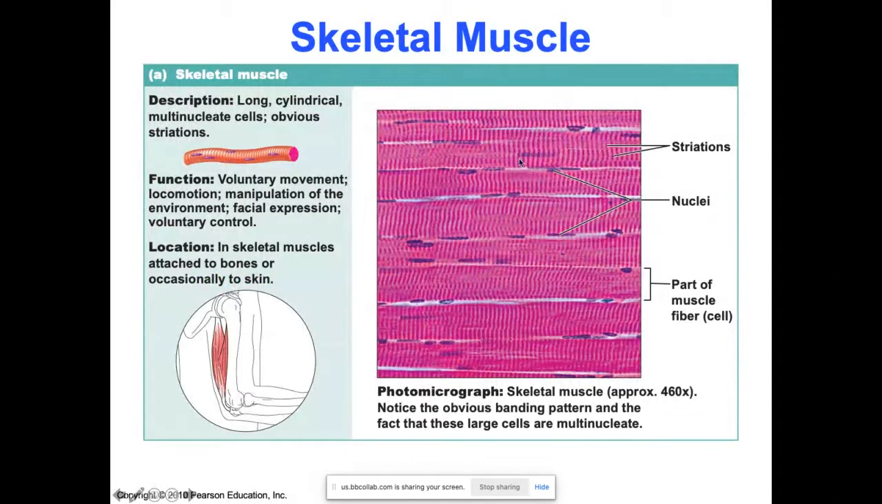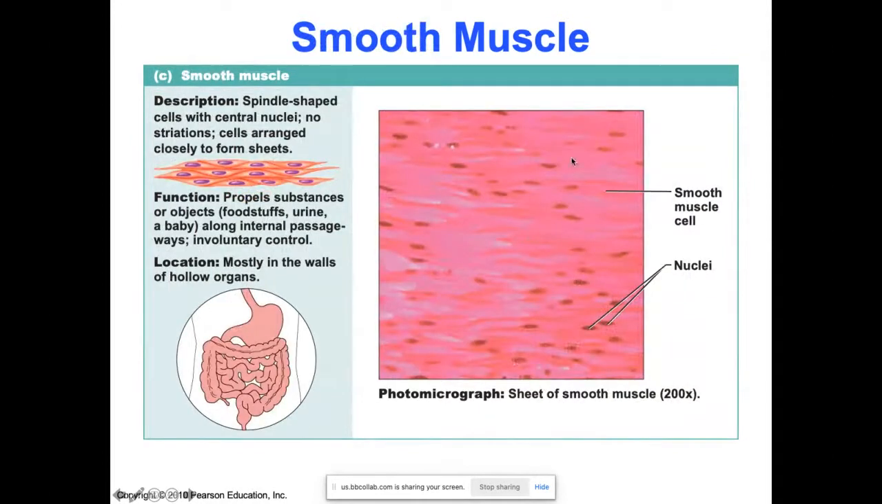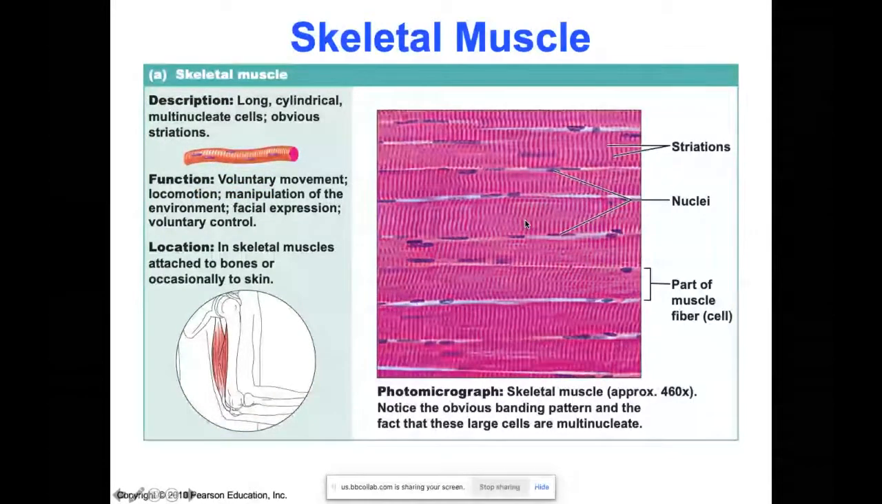So when we're looking at this muscle here, notice the way the light passes through, it looks striated. If you look at this one, the way the light passes through, it looks like there are striations. But if we look here, it's a smoother appearance. Let's go back to skeletal again. Skeletal is striated, right? Like your biceps and your triceps.